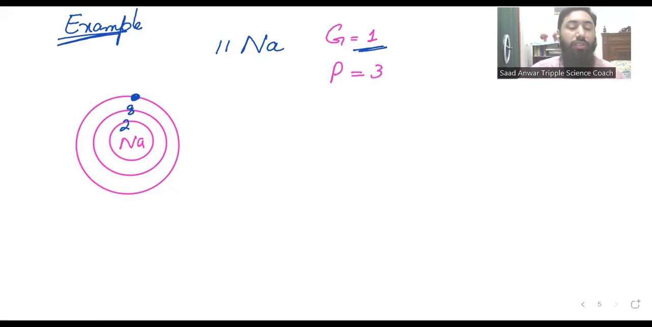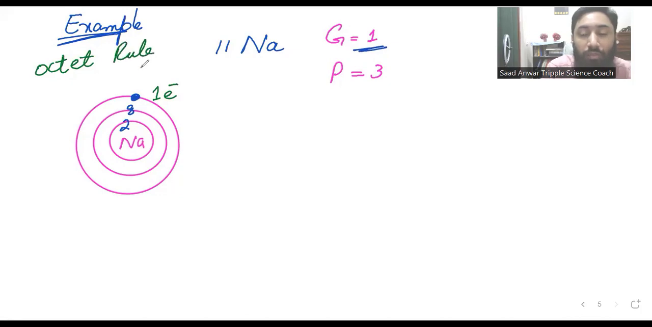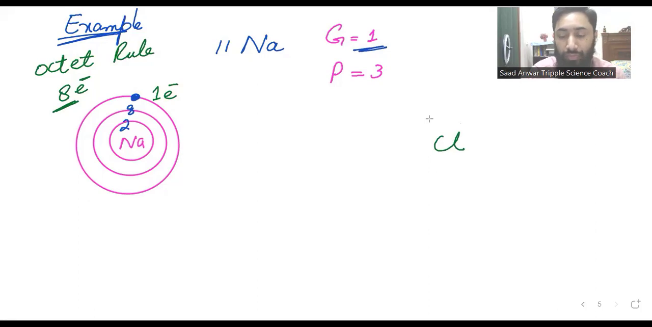So guys, the outer shell of sodium has just one electron. And the octet rule says, to achieve stability, an atom must have 8 electrons in its outermost shell. So sodium has just one electron. Sodium is not stable. Leave this story of sodium here. Let's discuss the story of chlorine.